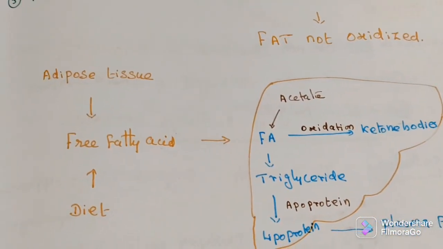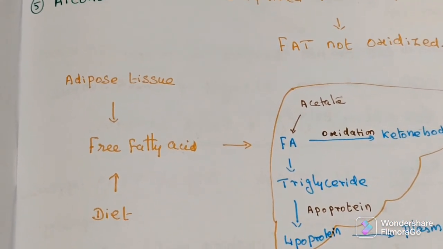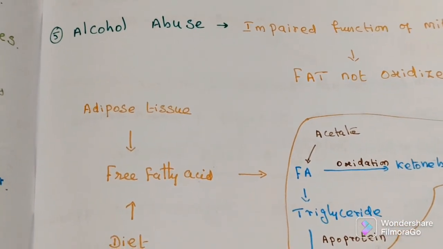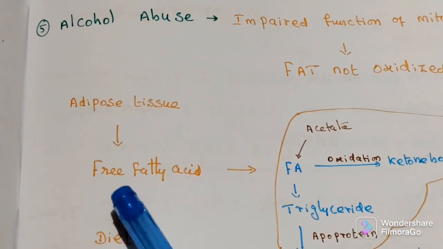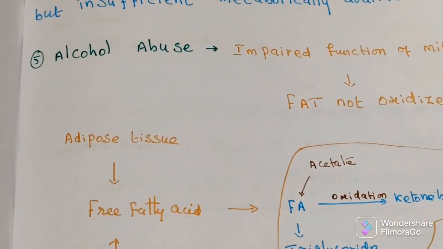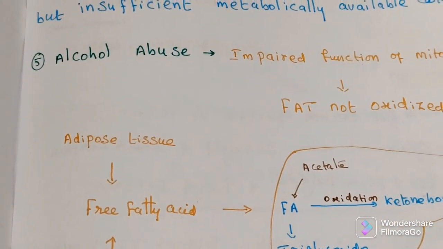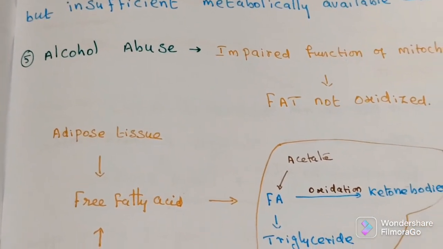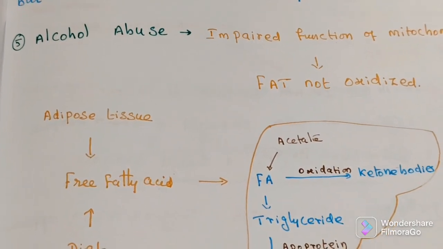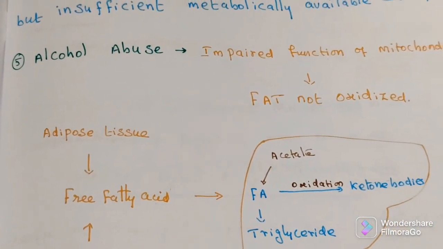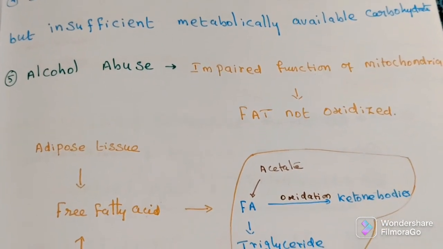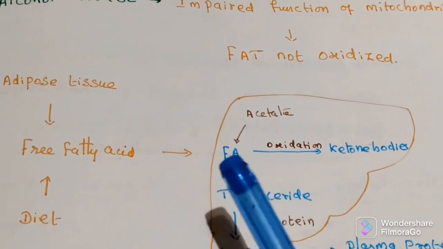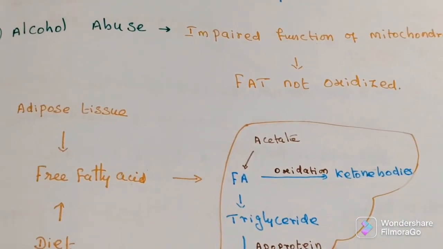Now the summary of the pathogenesis of fatty liver. In our body, through diet or adipose tissue synthesis, we have free fatty acid. This free fatty acid enters the liver in excess. Then there is increased synthesis of fatty acid in the liver. Next is decreased oxidation of fatty acid into ketone bodies; fatty acid is not converted into ketone bodies.